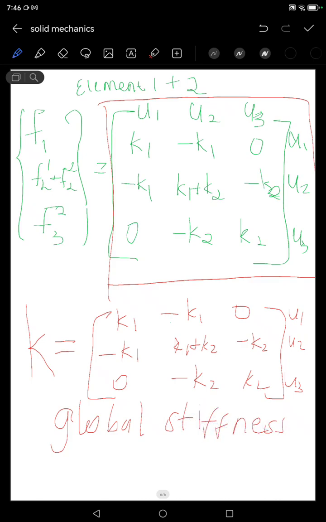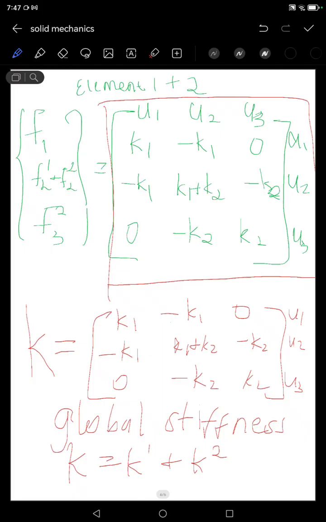When they say determine global stiffness, just know it's the combination of the elements. It's going to be element 1 plus element 2. That's what we call a global stiffness. You can just write it like this. This is a global stiffness. We write global stiffness like this. And then moving forward, I just want you to note this.